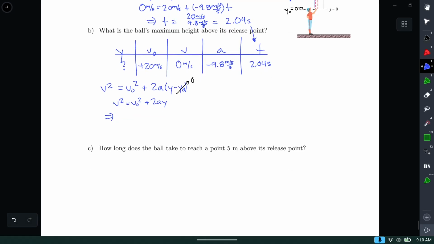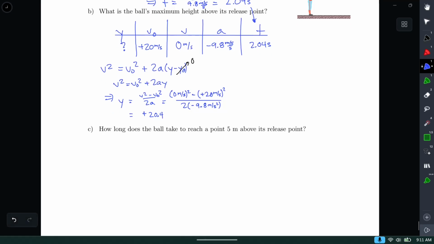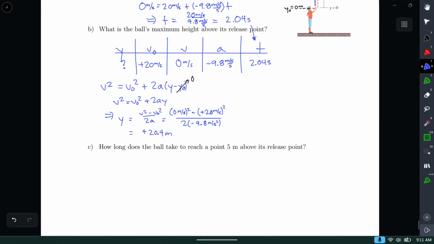And I do get that y is v squared minus v0 squared over 2a. V final was 0 meters per second. V initial was plus 20. And then acceleration was negative 9.8. And what did you get for that? 20.4 meters. Sounds good to me. So 20.4 meters positive because it is above where the ball started. But again, that's a nitpick.